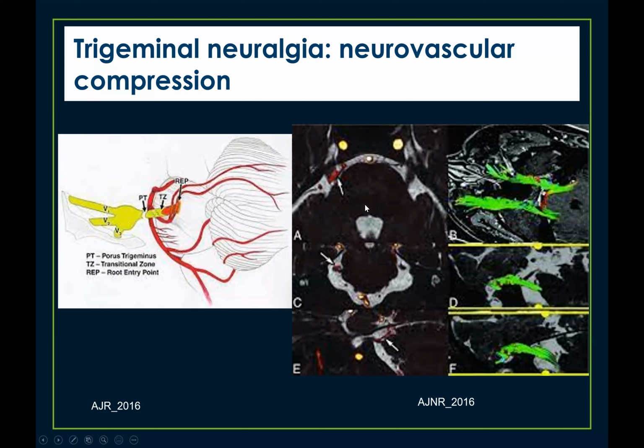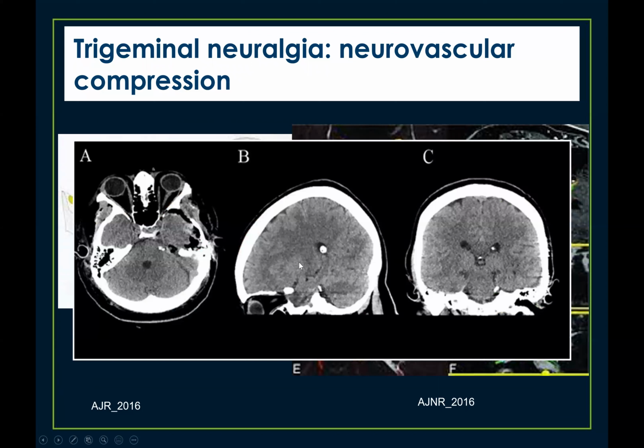Here on this paper, a superimposed image of an MR angiogram, here in red, showing compression in that region, and a tractography showing abnormal trigeminal nerves. So if the patient doesn't respond to medical treatment, a piece of Teflon may be interposed between the nerve and the vessel with good results.